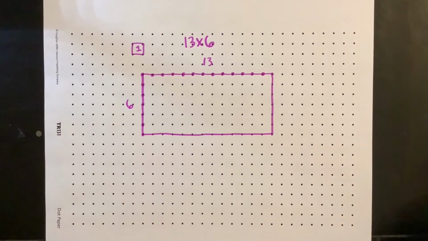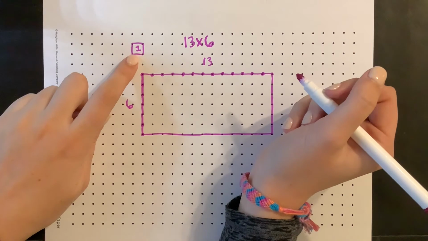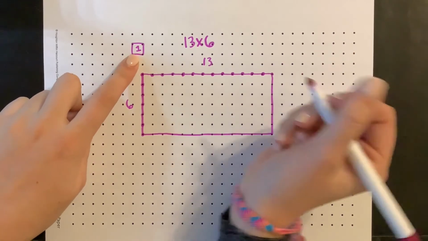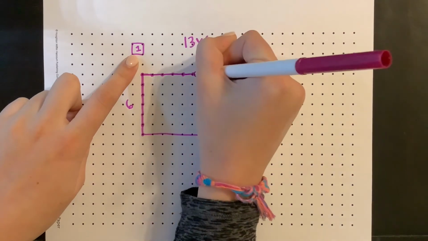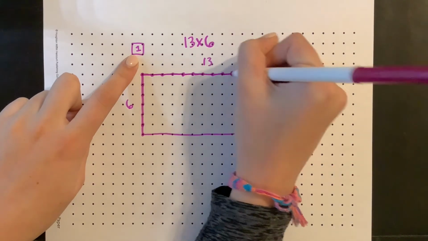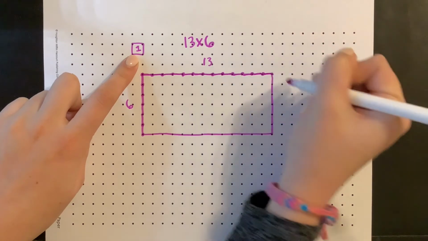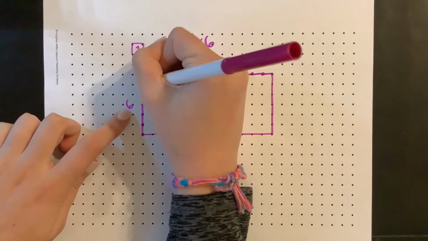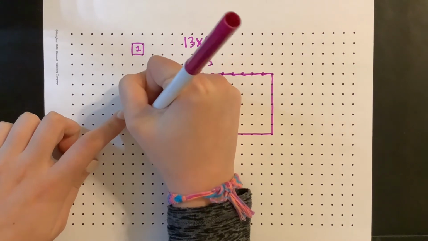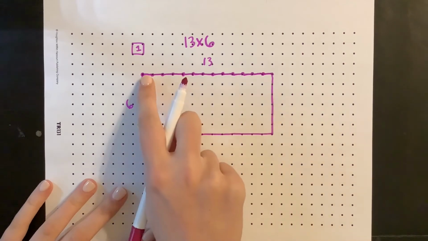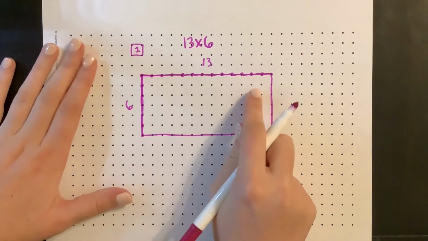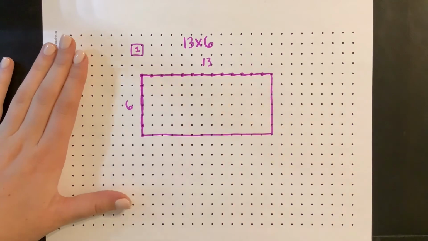right here. So right here I have 13 times 6, and I wrote it out kind of similar to an array, except I made one box equal 1. So this line is 1, 2, 3, 4, 5, 6, 7, 8, 9, 10, 11, 12, 13. And over here I have 1, 2, 3, 4, 5, 6. So if I have 6 rows and I have 13 squares in each, I want to figure out the total amount of squares in this picture.